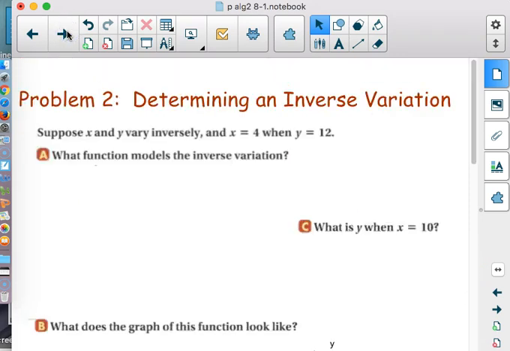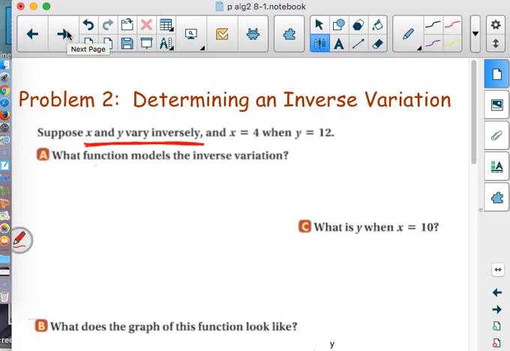There are other ways to do this. Pure algebraic, in this case, they're going to give us stuff. They're just going to hand us things. But what we always want to find is k. That's our job. So this says, suppose x and y vary inversely. They just handed me that. As soon as I see that, in my head I'm thinking y equals k over x.